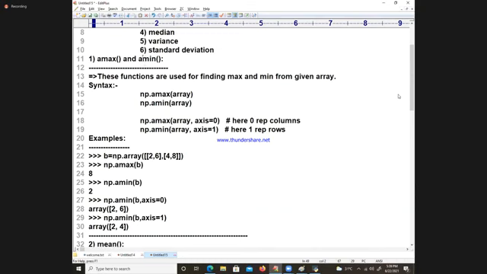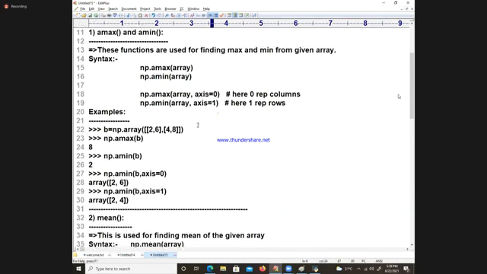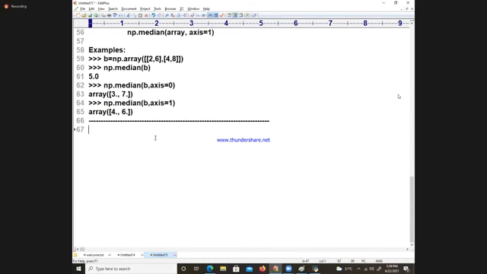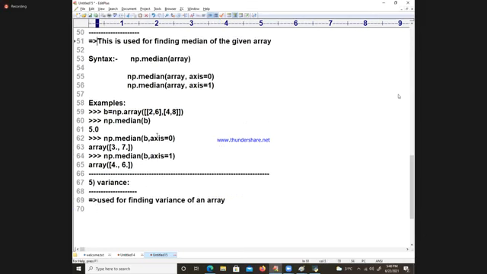Next, last, we are going for variance. Same kind of operation. Variance is used for finding the variance of an array. How to find the variance of an array? I gave you the concept. So what is the syntax here? I can write var.